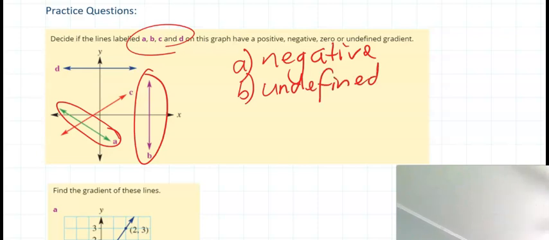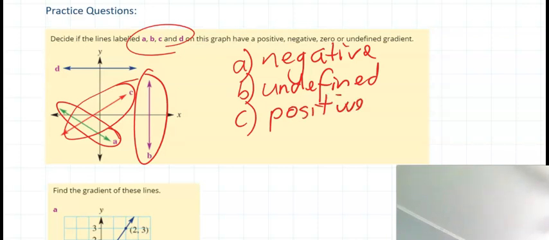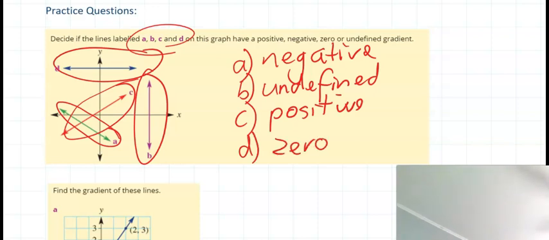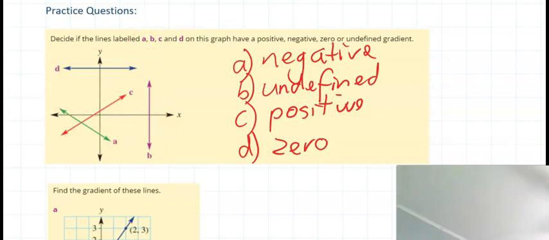It's undefined. C, I can see this example here. It's going up to the right, which means it's a positive gradient. And finally, if you remember from our notes, D goes straight across the horizontal, which means it's 0. So we calculate that as 0. So we've got all 4 types there as examples. Make sure you remember and identify those.